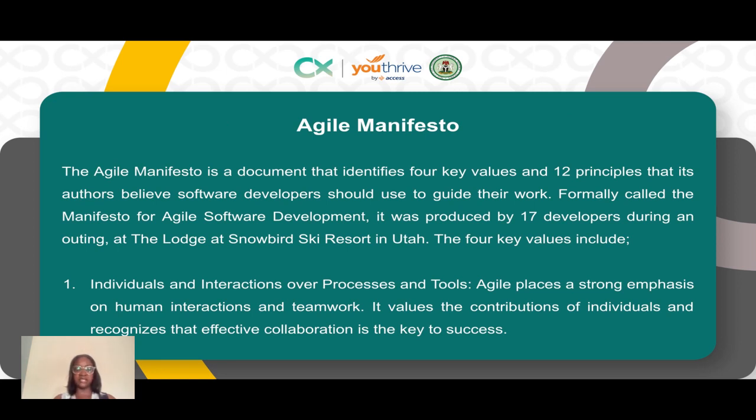One of the four key values is that an agile software environment or agile work environment prioritizes individuals and interactions over processes and tools. And this just means that agile places a strong emphasis on human interactions and teamwork over the processes and tools that will be used. It values the contribution of individuals and recognizes that effective collaboration is the key to success.